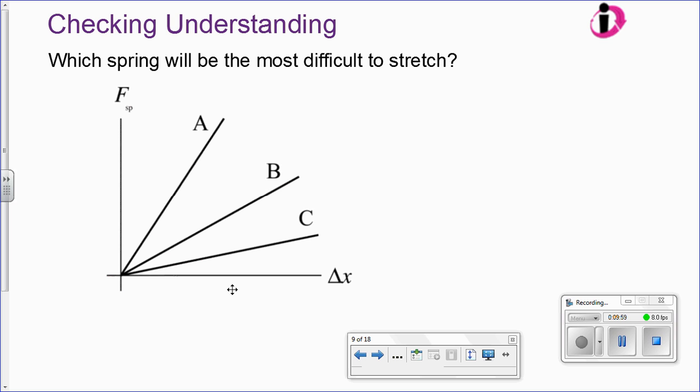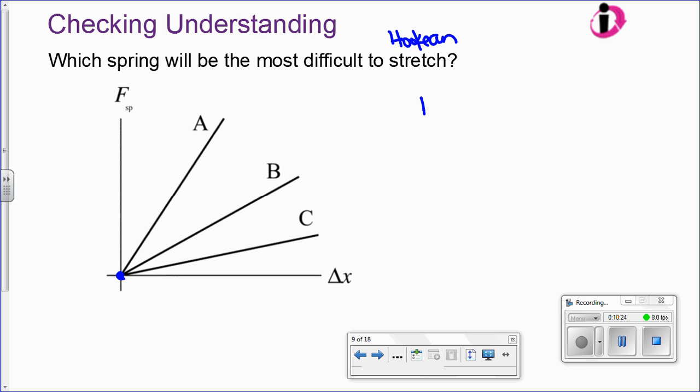Alright, so just to check for understanding, which spring is going to be the most difficult to stretch? So these are all Hookean springs, so it doesn't matter in this case. But we can tell they're Hookean. They're all linear functions. They all have a y-intercept here at 0. Again, none of that really matters here. So think, pull on this spring. Which one's going to be the hardest? Which one will I have to apply the most force to get it to move the same distance?